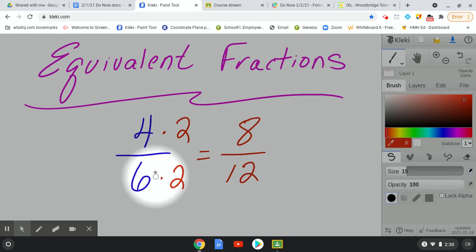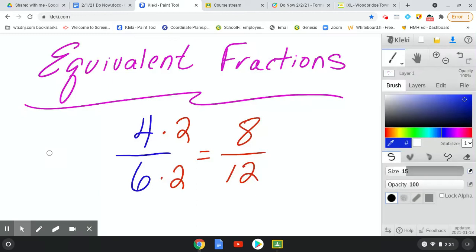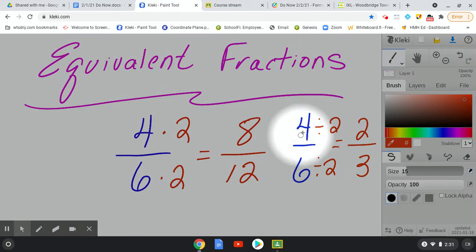Now I can multiply the numerator and denominator by any number, but it has to be the same number for the numerator and the same number for the denominator. Now you can also divide, but you have to make sure that the numbers are divisible by that number. So for example, using 4/6, I can divide both by 2 because they're both divisible by 2. So 4 divided by 2 is 2, and 6 divided by 2 is 3. So 4/6 is also equivalent to 2/3.